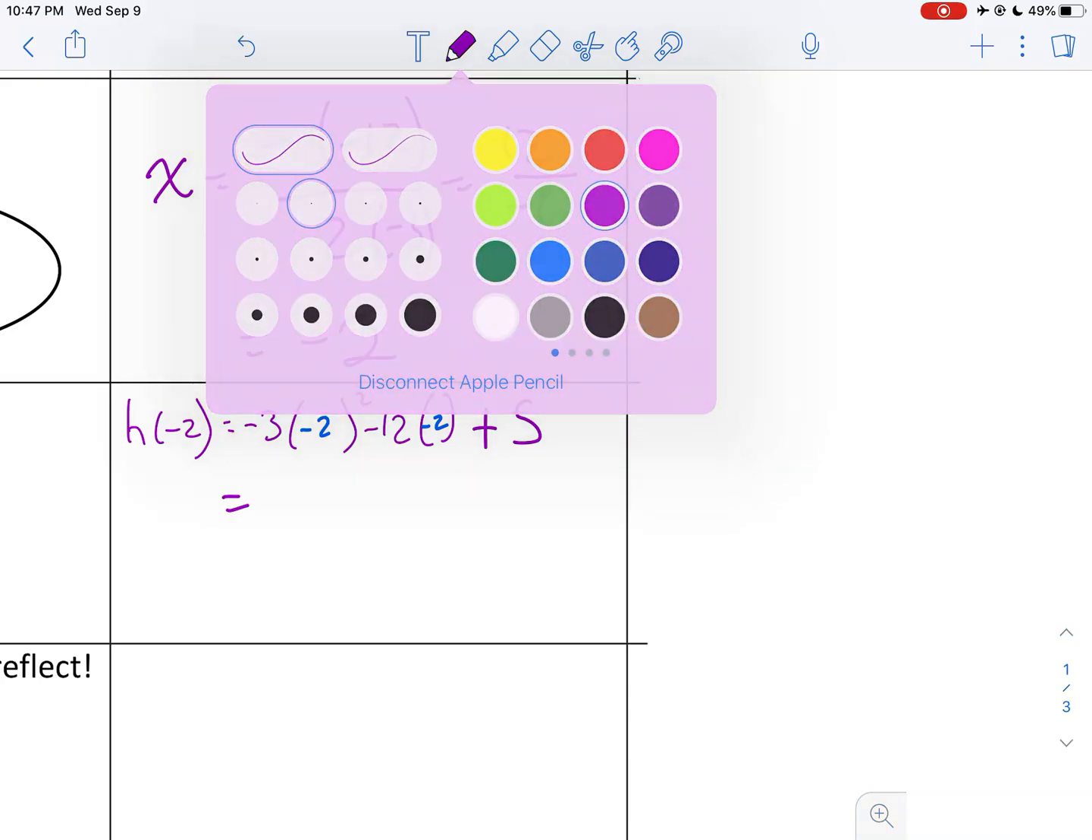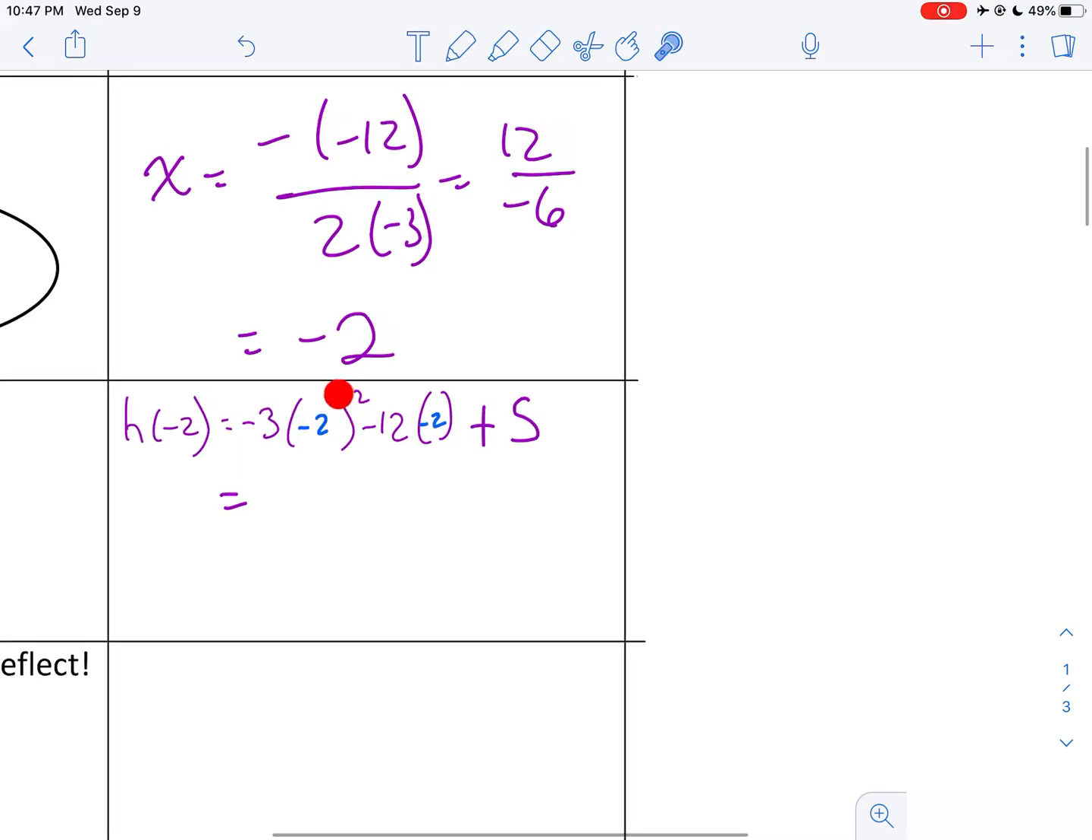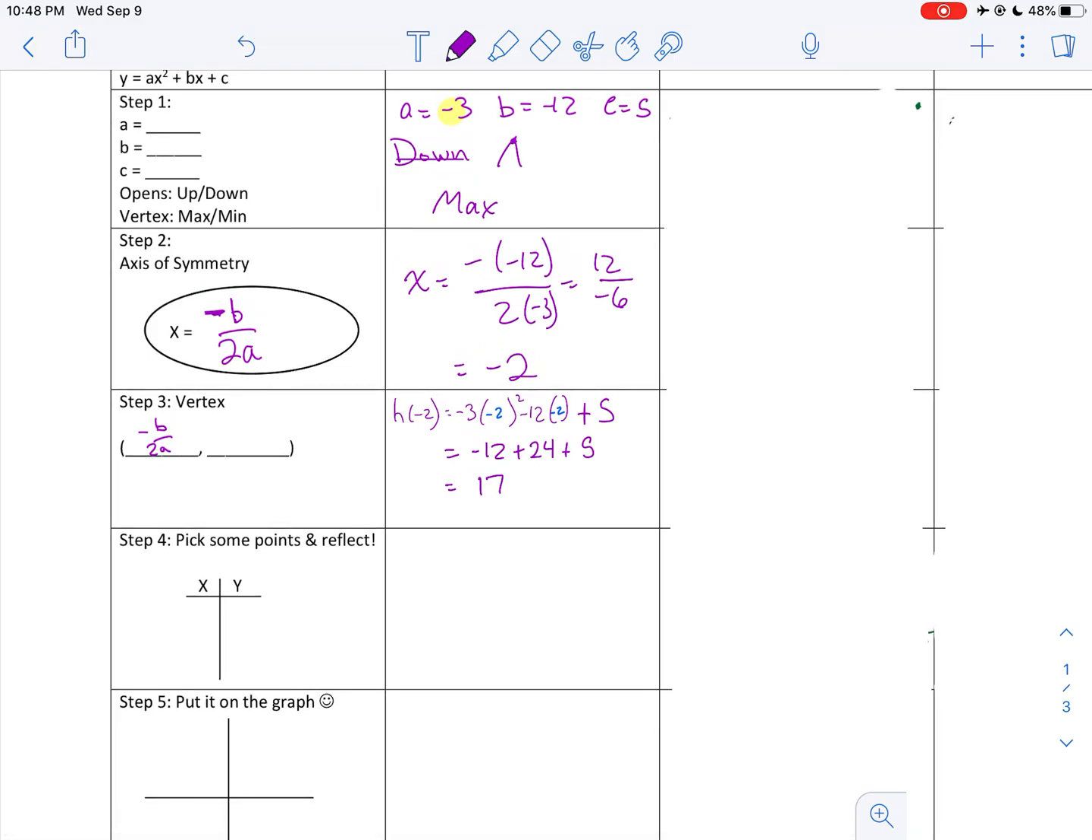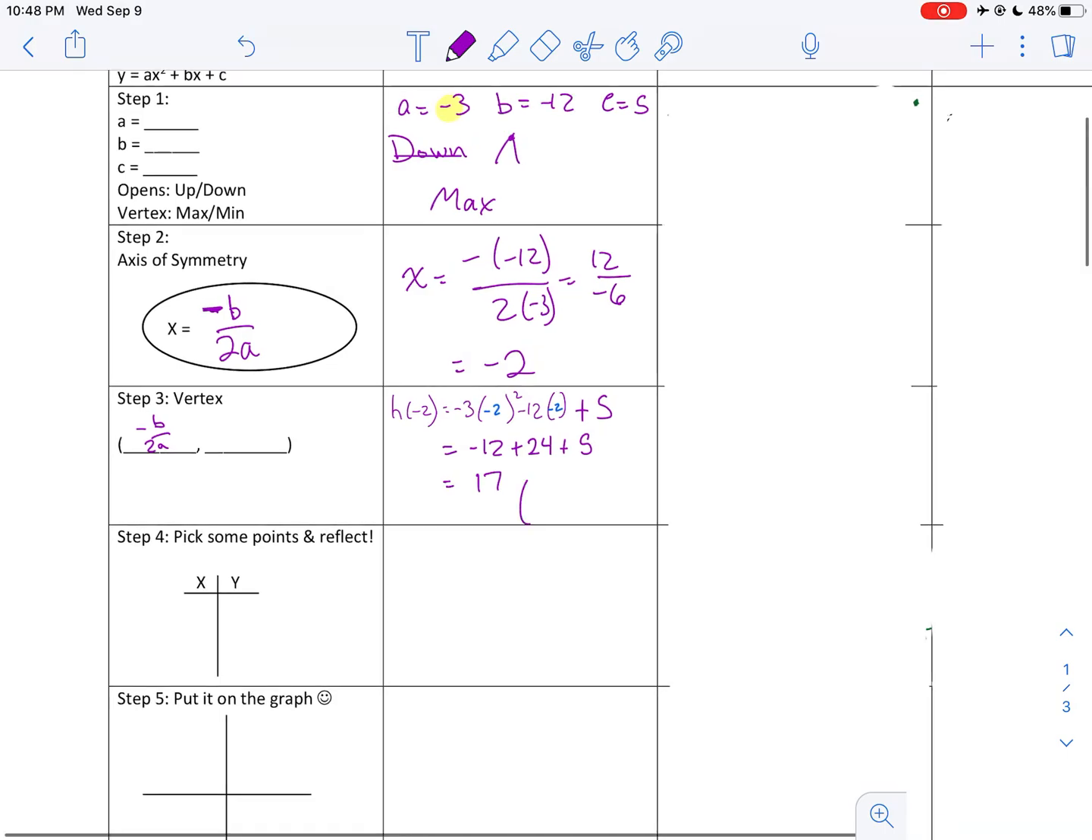I now get positive 4, negative 3 would be negative 12, plus 24, plus 5. Did I do my math right? I think so. So 24 minus 12 is 12, plus 5 is 17. So that tells me that when x is negative 2, y is 17. So I know my vertex is at negative 2, 17.